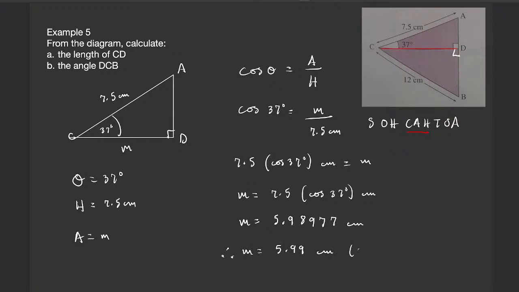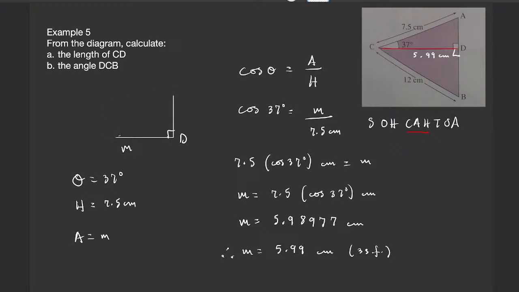All right, so my answer therefore M is equal to 5.99 cm, and that answer is to 3 sig figs. Remember, this is the answer for part A. All right, so the length of CD is equal to 5. Oh, that looks really dark. Let me use a different color font. Let me try the white. So this is 5.99 cm.